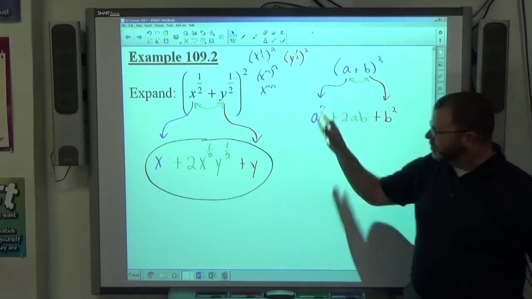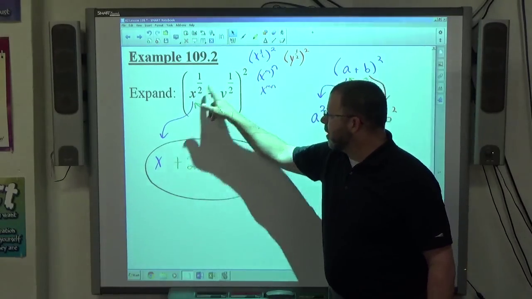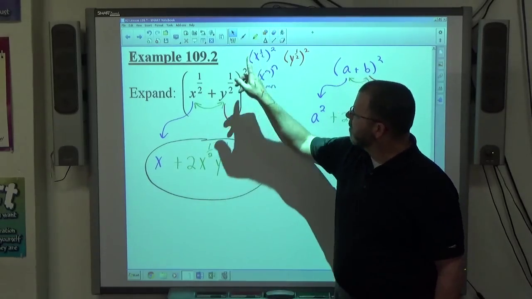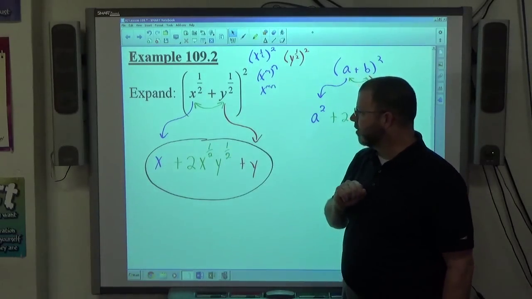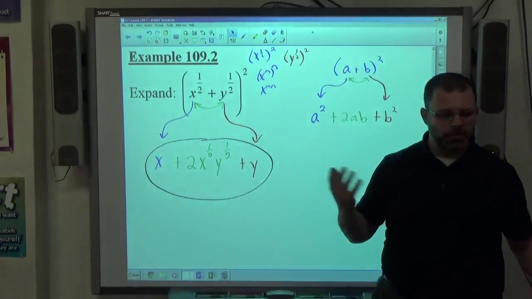Alright, so x to the positive half, y to the positive half squared. X to the half squared is x. Multiply this times 2. We're going to get 2x to the half, y to the half. Y to the half squared is y to the first. Can't make it any simpler than that. These are not like terms, can't add them together, so that's the final answer.